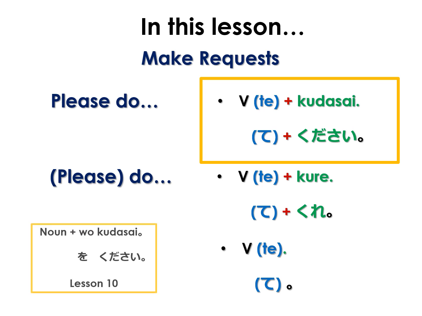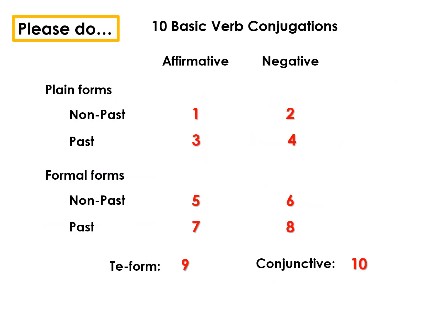This lesson will not touch on requesting for things, which was covered in lesson 10, and uses the pattern noun wo kudasai. If you recall the 10 basic verb conjugations, the conjugation we use for request is the te form of the verb. As in our past lessons, let's do a quick review of how to make the te form.